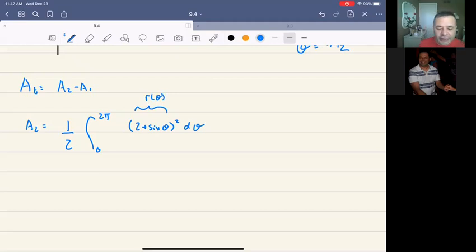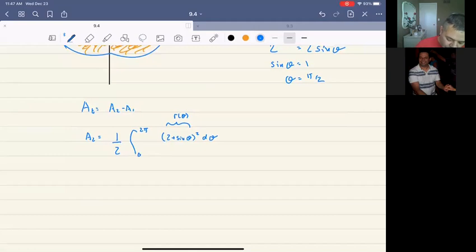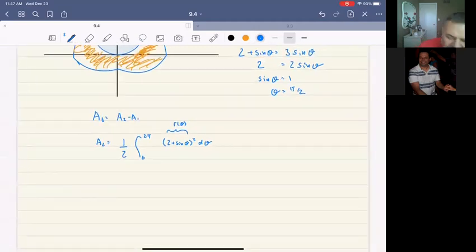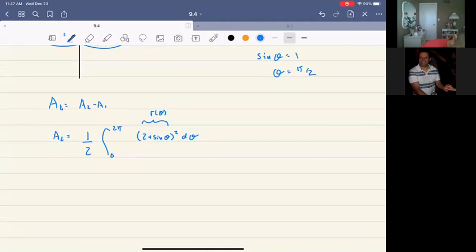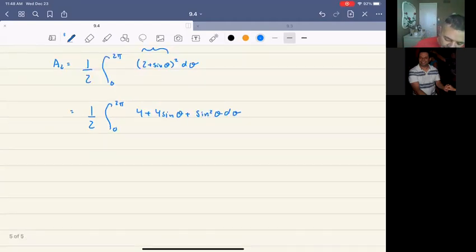So we're going to have to integrate this thing. That's a straightforward integral to do. We're going to write that as 1/2 integral from 0 to 2 pi of 4 plus 4 sine theta plus sine squared theta. Remember, sine squared is 1 minus cosine 2 theta divided by 2.